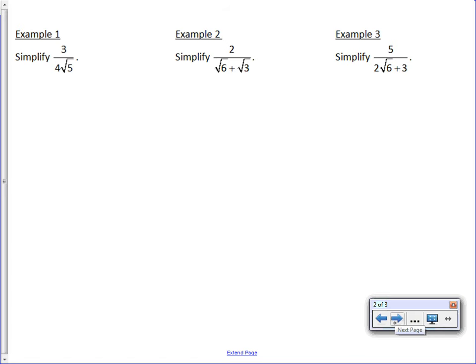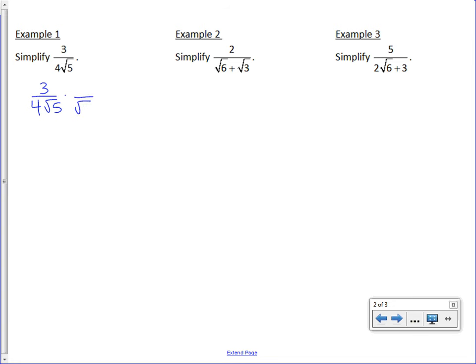So 3 over 4 root 5. The key here is you don't have to multiply by the denominator, just the radical part of the denominator. So 3 over 4 root 5, I'm going to multiply by, is everyone happy? I'm going to use the dot for multiply. We're advanced enough, I think we can handle this, okay? So times by, what's the radical part of the denominator? Root 5.